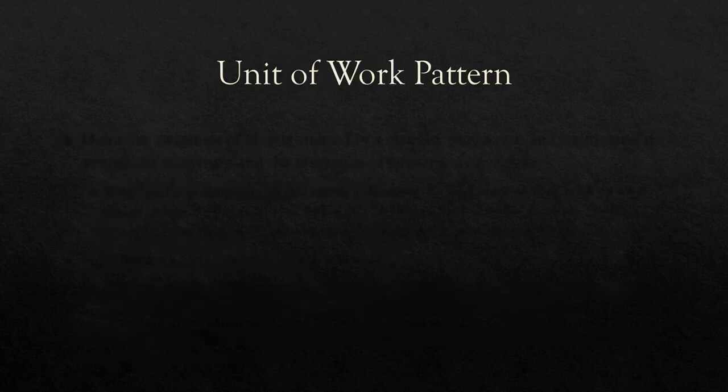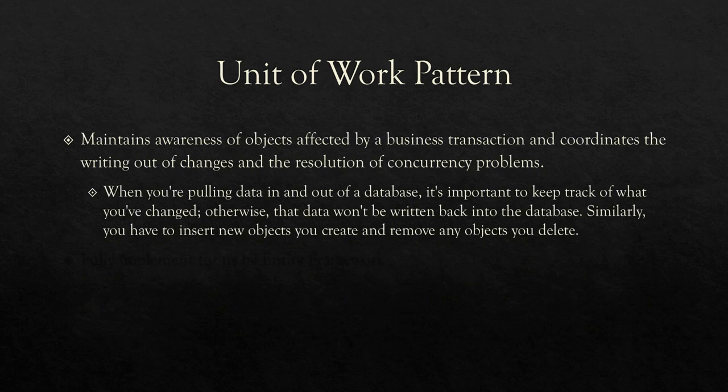Okay. So just to talk a bit more about some of these, because they're very important in what we're going to do, the unit of work pattern, formal definition given here, right: maintains awareness of objects affected by a business transaction and coordinates the writing out of changes and the resolution of concurrency problems, right? In other words, if we get data from the database and we make any changes, well, we need to keep track, right? What's been changed, what hasn't?